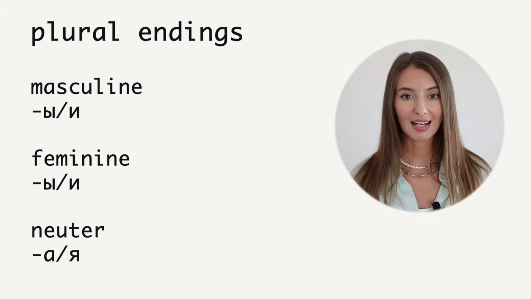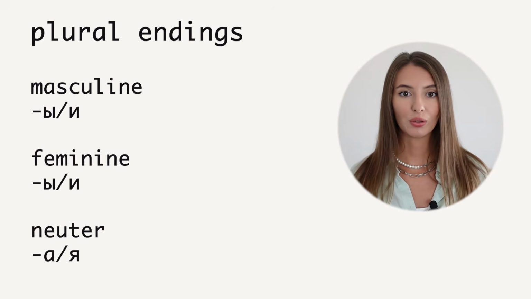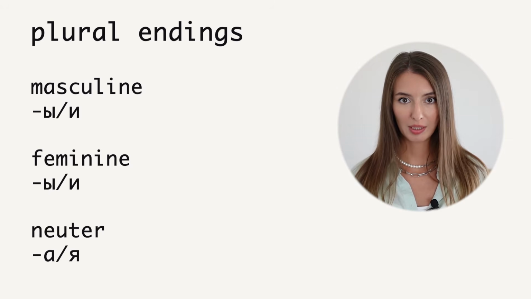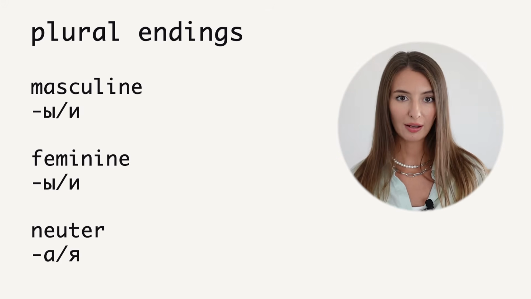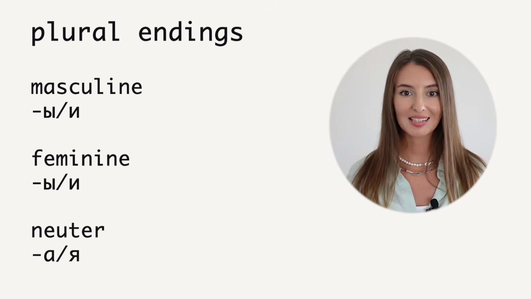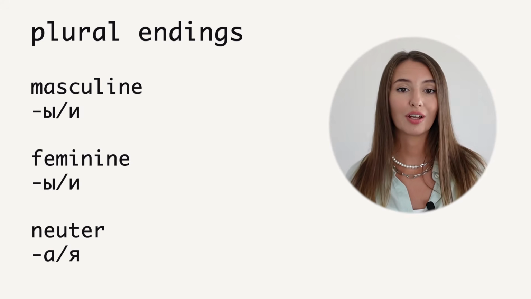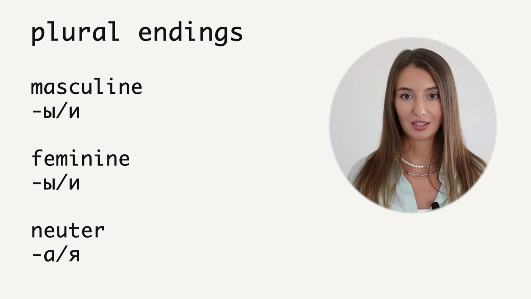To form the plural from the singular in Russian, you need either to add an ending for masculine nouns or to change the ending for feminine and neuter nouns. The plural endings are the following: ы or и for masculine and feminine, and а or я for neuter. As you can see, here are 2 different variants of endings for each gender.